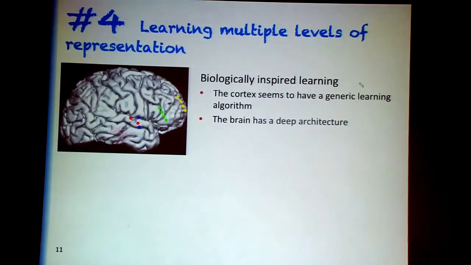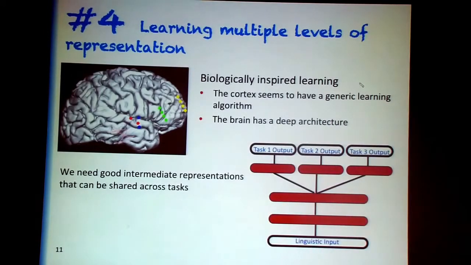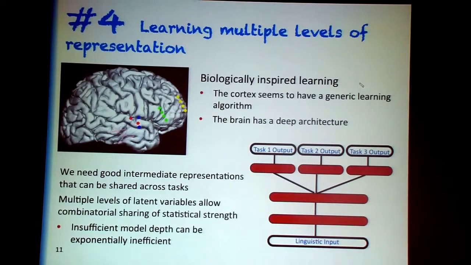And so the hope is that we could do something similar inside machine learning. What we'd like to do is build intermediate representations which are useful for tasks. In particular, we hope that we can use them for multiple different tasks, and so we get sharing. Having multiple levels of latent variables allows a combinatorial sharing of statistical strength. This is another way in which we can gain an exponential gain in efficiency. Because if you have insufficient depth of the model, like in the typical linear models we use in NLP supervised classifiers, you end up with exponential numbers of features to cope with the lack of model depth.